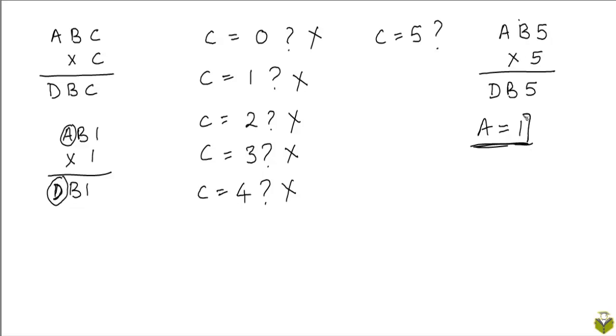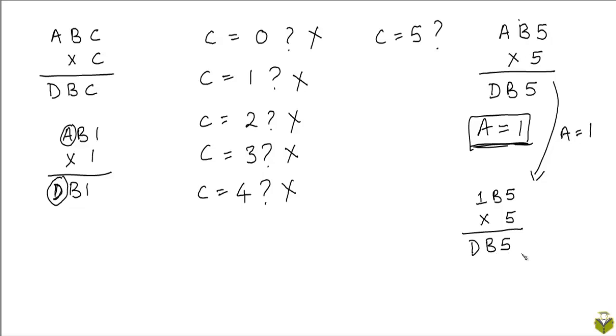So let's substitute A equal to 1 in this encoding and see what we get. We have a number 1B5 being multiplied with a 5, and the result is DB5, where we know that D cannot be equal to 1 because we have already put A equal to 1. In fact, D also cannot be equal to 5 because we have put C equal to 5. And similarly, B also cannot be a 1 and it cannot be a 5. So what are the possible values that B and D can take?